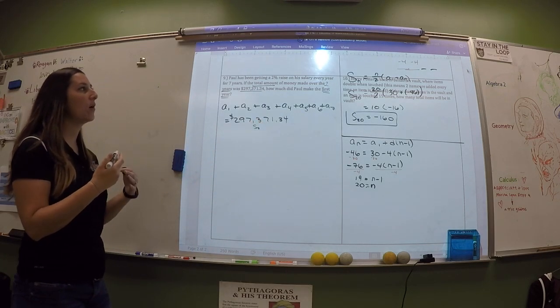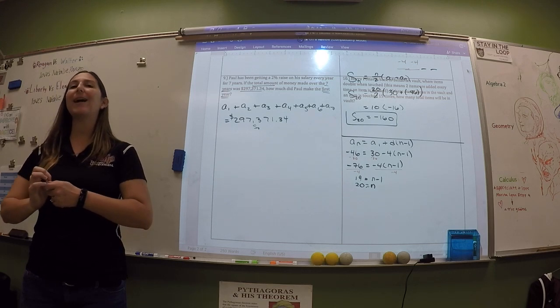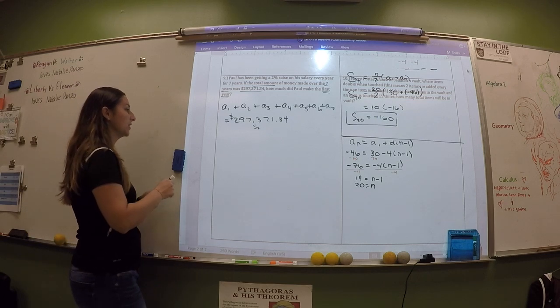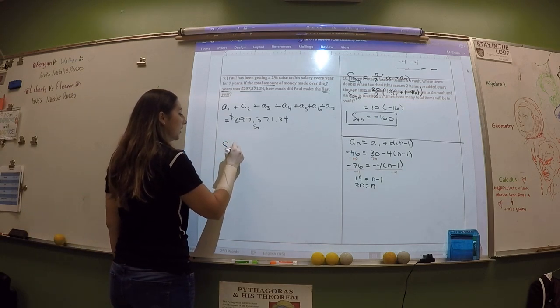Now, if he's getting a 2% raise, what kind of series is this? Geometric. Okay, so it's a geometric series, and we just write a 2 instead of 7.